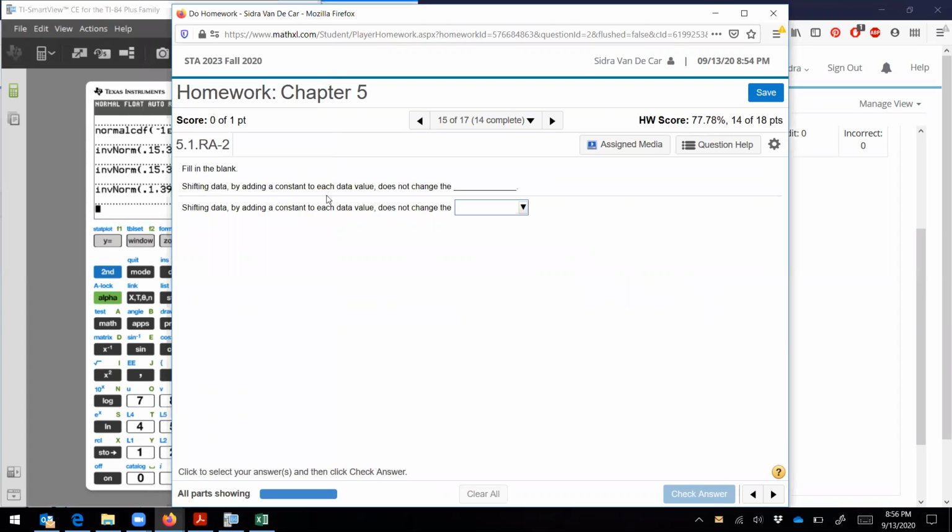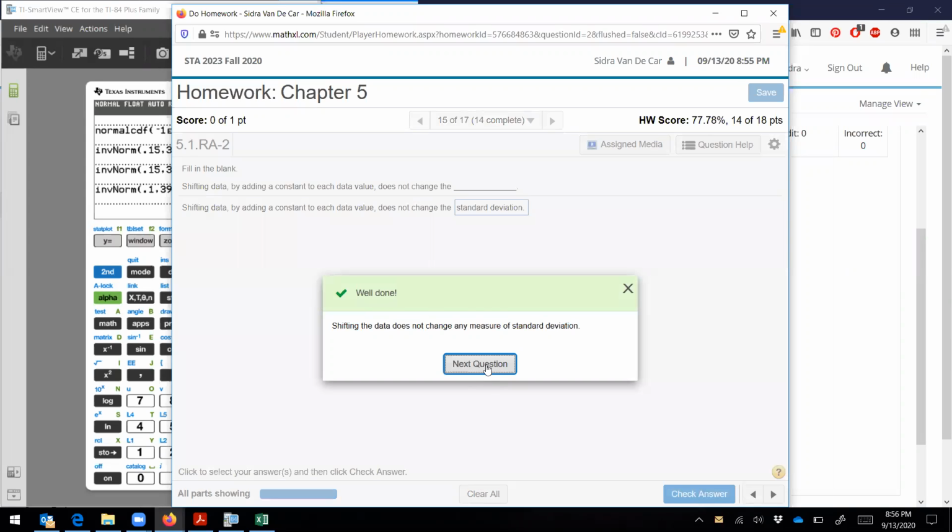Shifting data by adding a constant to each data value does not change the standard deviation. If I shift everything up, that will shift the quartile up. It'll shift the mean up. It'll shift the median up. But the standard deviation is still the deviation away from that shifted mean. So it stays the same.